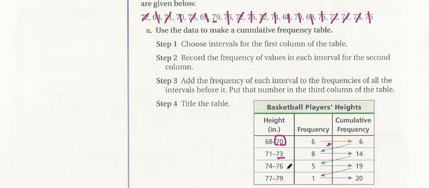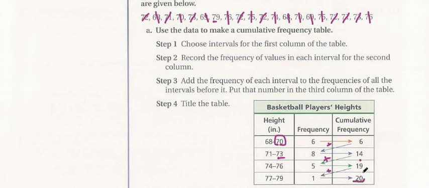Then how many data values do you have less than or equal to 76? The last cumulative frequency is 14, so I add 14 to the frequency from 74 till 76. 14 plus 5 equals 19. Then how many data values do you have less than or equal to 79? I add 19 plus 1, which equals 20.